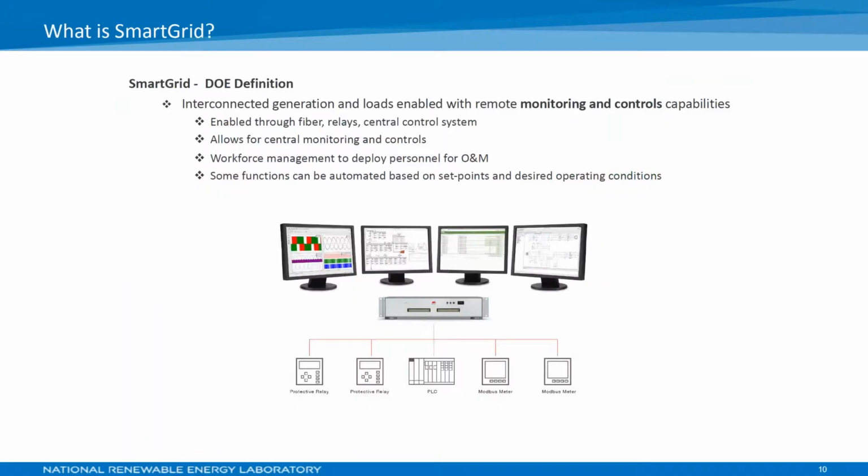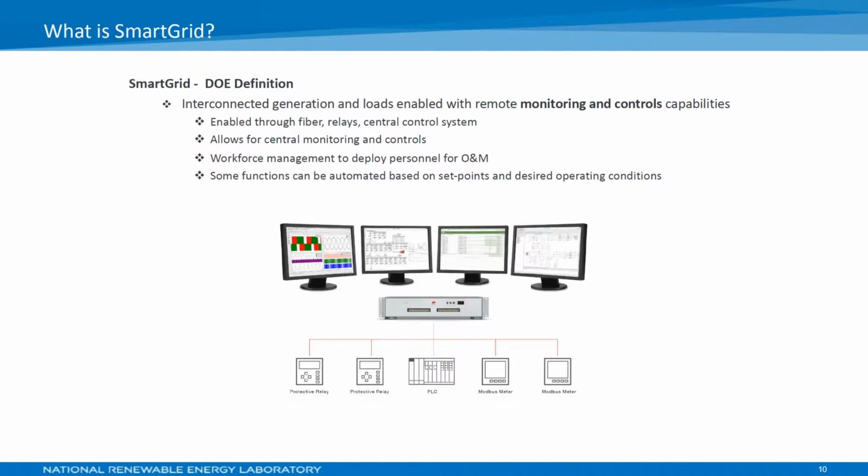So what is a smart grid? And this is sort of just to introduce what the differences there are. So a smart grid is interconnected generation and loads with remote monitoring and controls capabilities. So on the bottom graphic, I show what's sort of just the monitoring and controls aspects of this. And it's a number of controls and a number of relays that are deployed out in the system to actually control all of the switches and generation that we were talking about before.